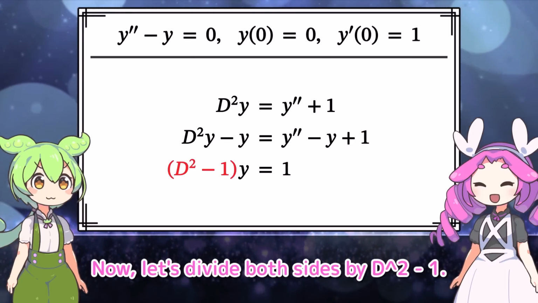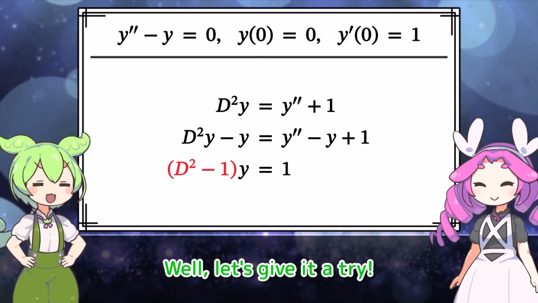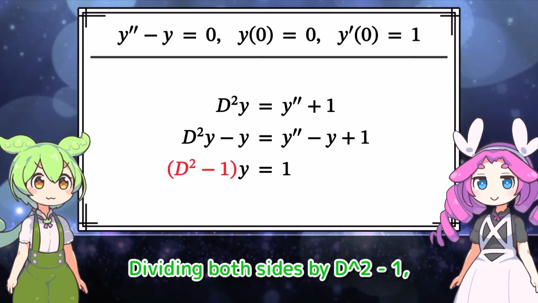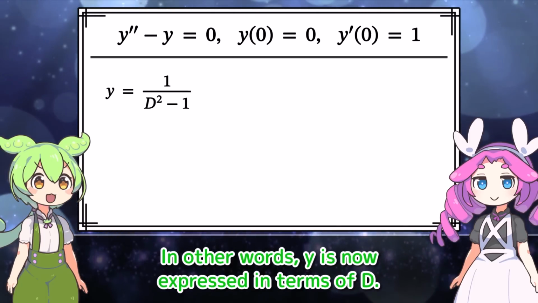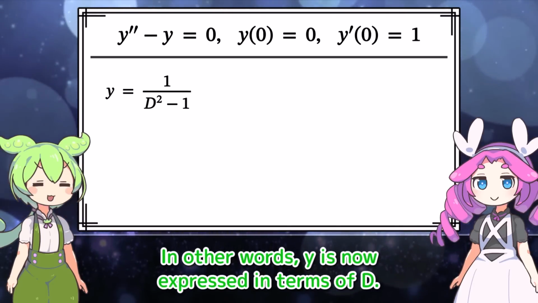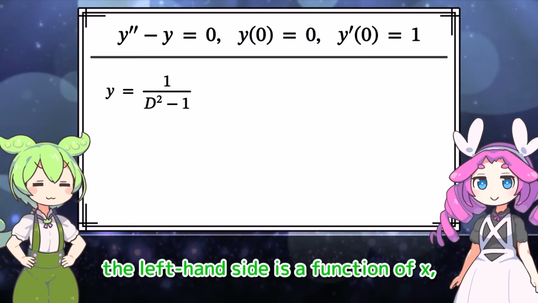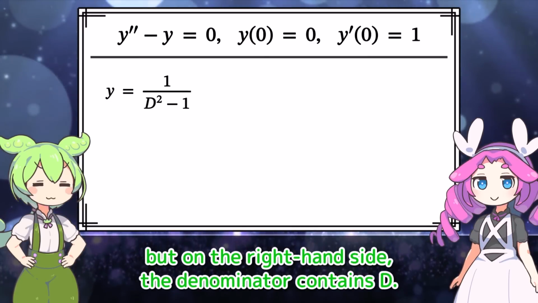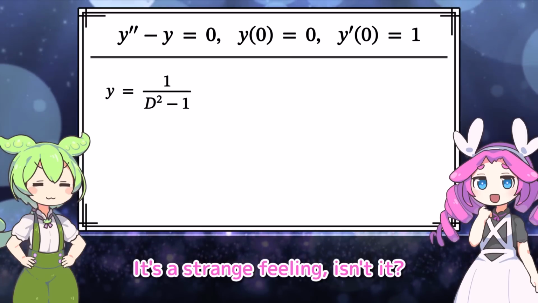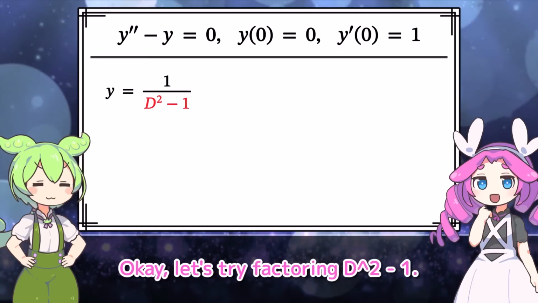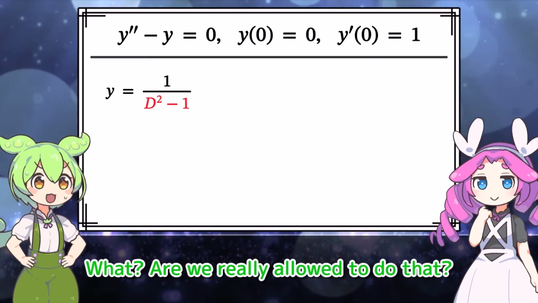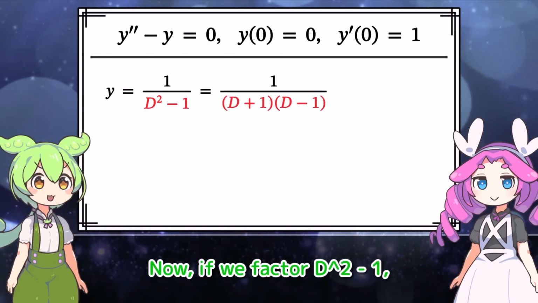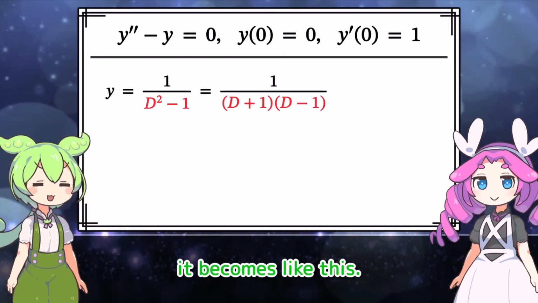Now let's divide both sides by d squared minus 1. Well, let's give it a try. Dividing both sides by d squared minus 1, we obtain this equation. In other words, y is now expressed in terms of d. No way. The left-hand side is a function of x, but on the right-hand side, the denominator contains d. It's a strange feeling, isn't it? Okay, let's try factoring d squared minus 1. What? Are we really allowed to do that? That's up to you. Now if we factor d squared minus 1, it becomes like this.